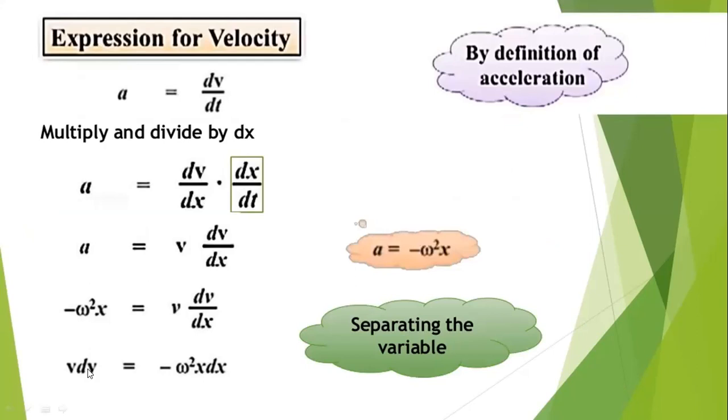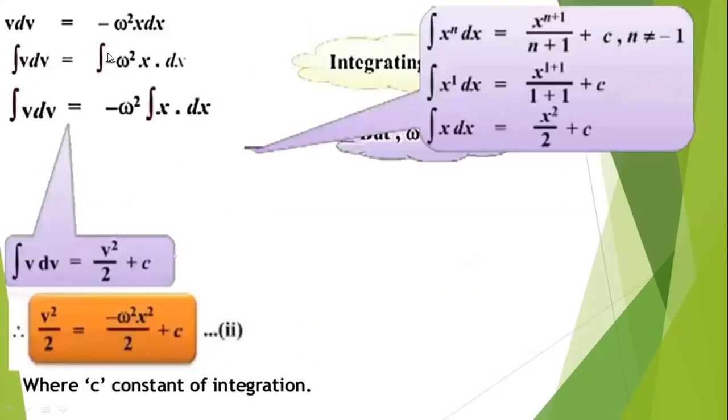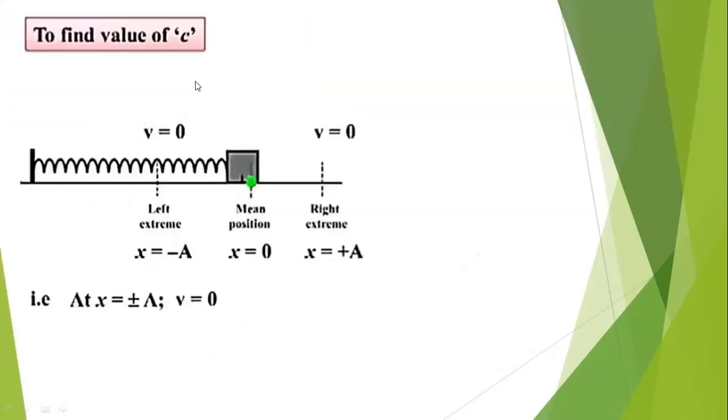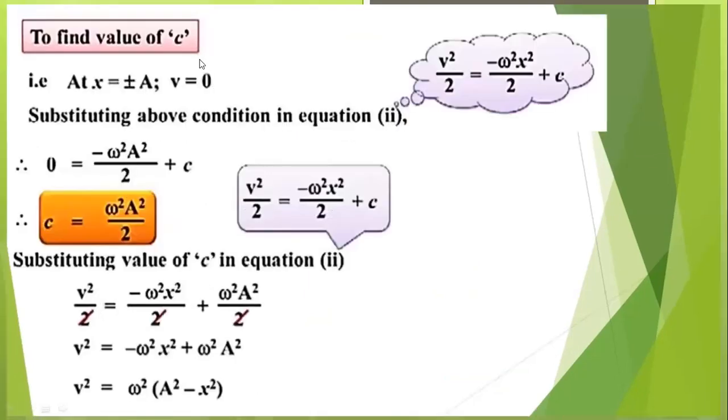Simplify it, we get v into dv. Separate the terms, x term to one side and v term to the other side. Integrate this equation on both sides. We get the integration of v dv as v square by 2, and the integration of x dx as x square by 2, with the minus sign as it is, plus a constant. Simplify it and find the value of the integration constant c by putting the condition that at the extreme points x is equal to plus or minus a, velocity is equal to 0. So we get c equal to omega square a square upon 2. Put the value of c in this equation of velocity.